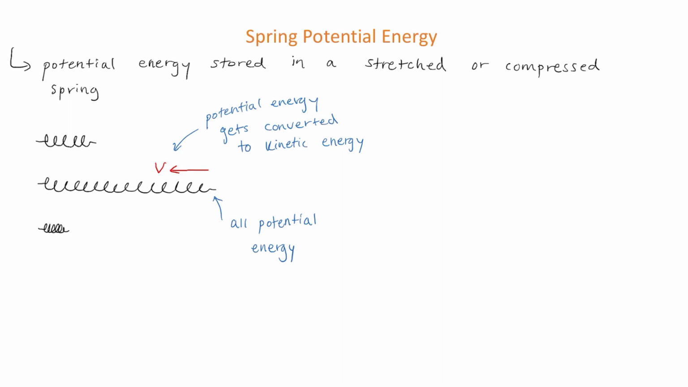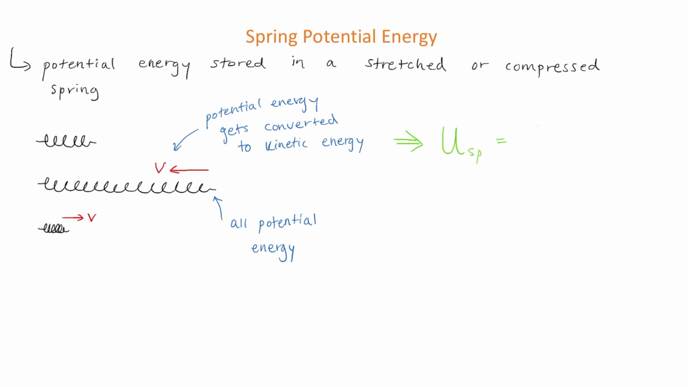At its most compressed point, it has all potential energy. But when we release it, the spring will return to its equilibrium position, and it will do this by converting potential energy to kinetic energy. Now, how do we calculate a spring's potential energy?